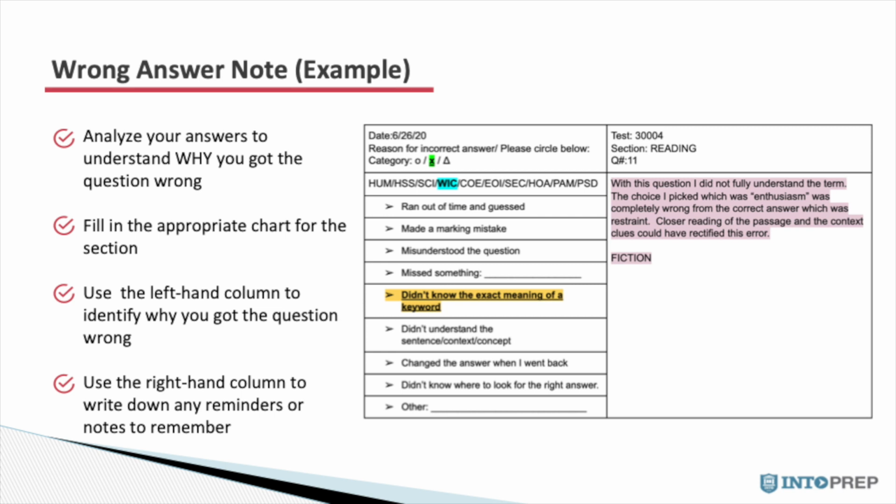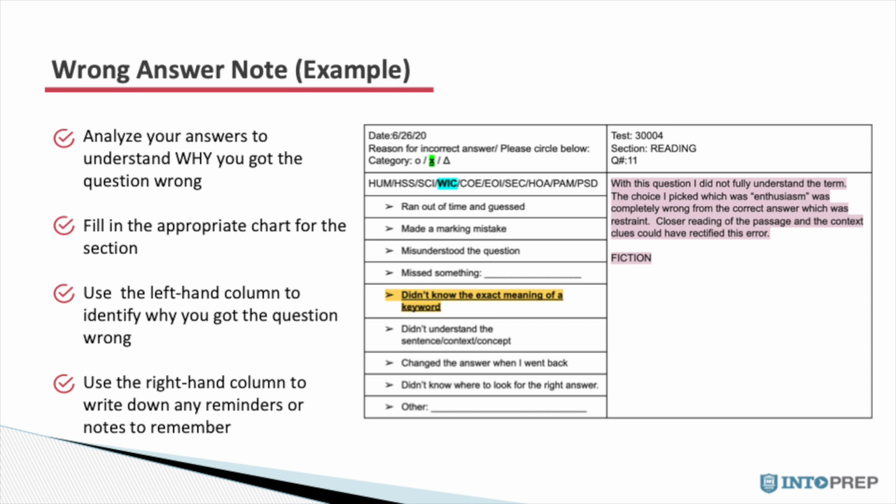Another tool to review your tests are the wrong answer notes. Based on your OXT notes, you can pick out 3 to 5 questions per test that you marked with either an X or a triangle and that you struggled with the most. In the left column of your wrong answer notes, you'll identify the skill that the problem tests for, as well as the reason that you believe you got the question wrong.